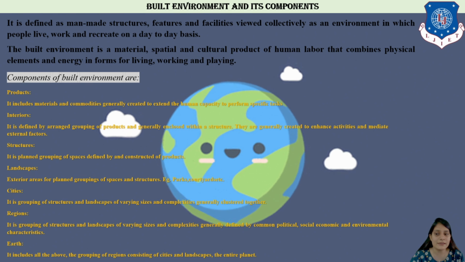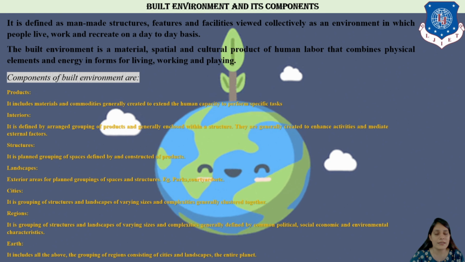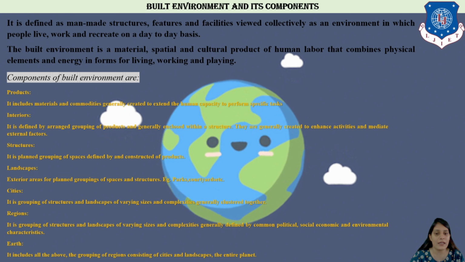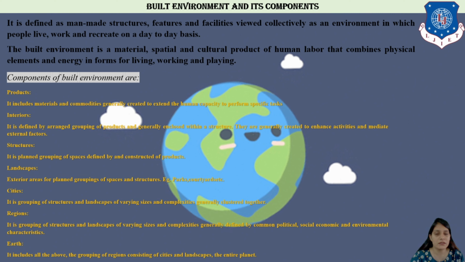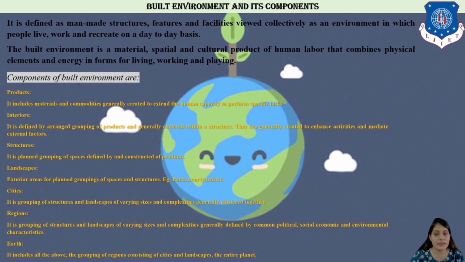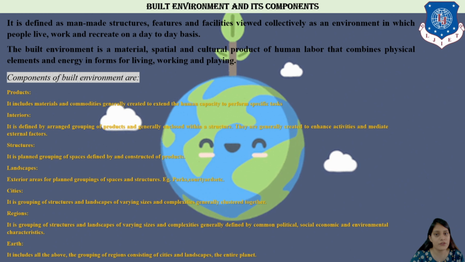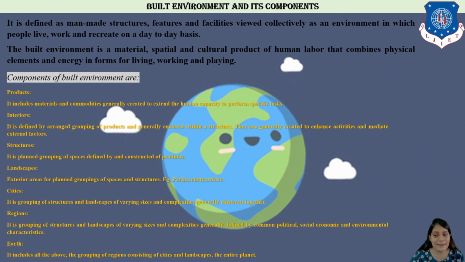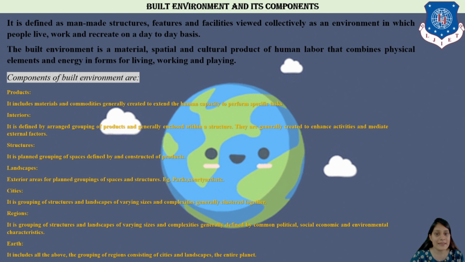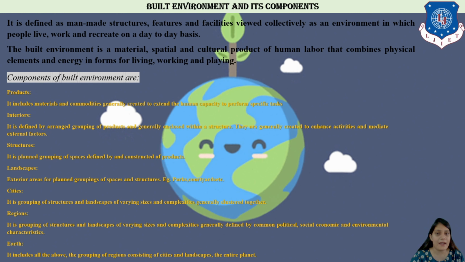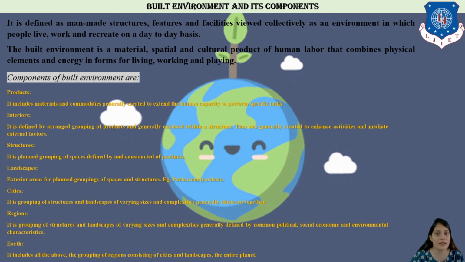First of all, let us see the product. It includes material and commodities generally created to extend human capacity to perform specific tasks, which is very much required. Next we see the interiors. This is a defined, arranged grouping of products generally enclosed within a structure. Next comes the structure, which is a planned grouping of space. Then landscape, the exterior areas of planned groupings, like the landscape we create around our house, around our complex, around the construction field.